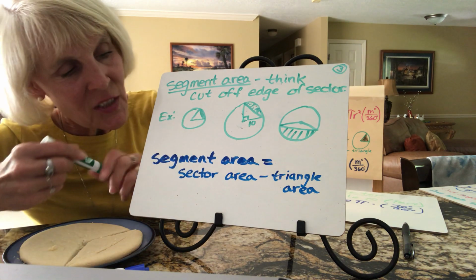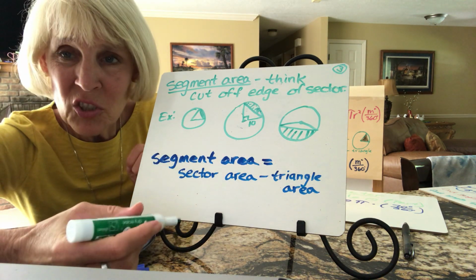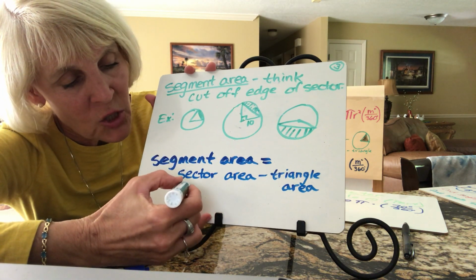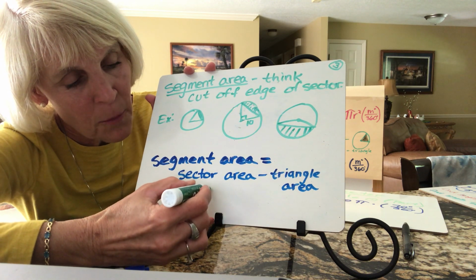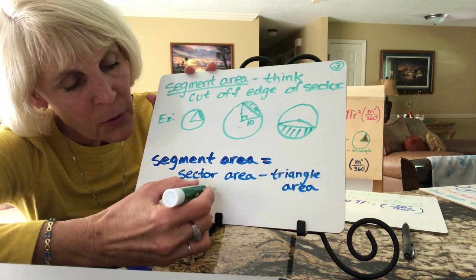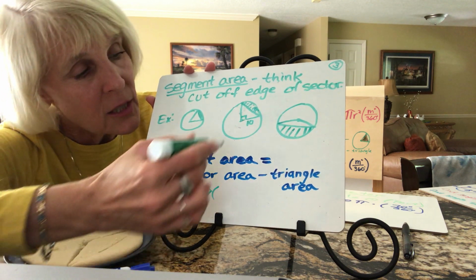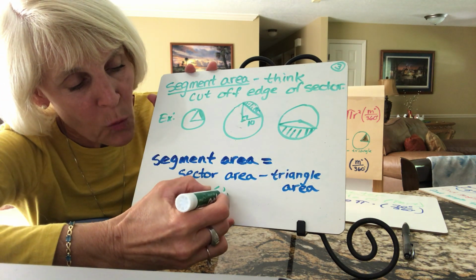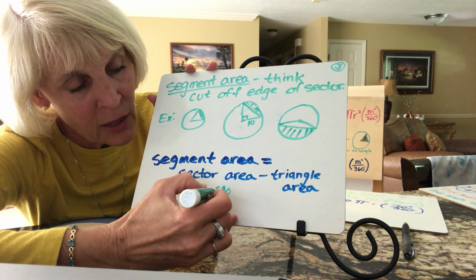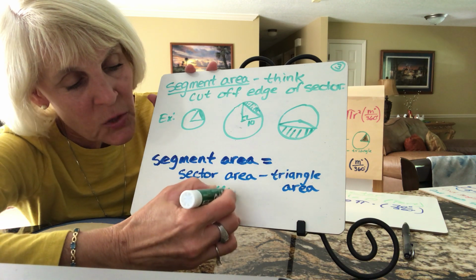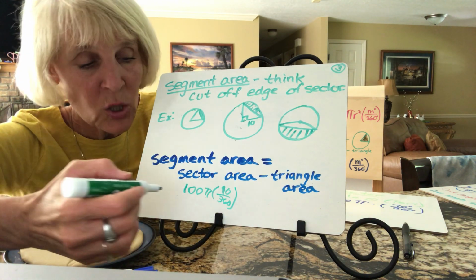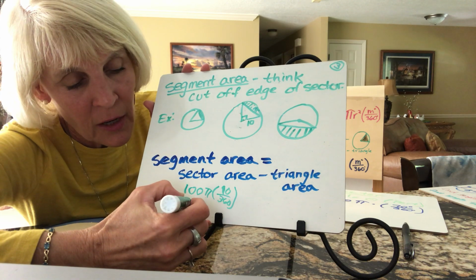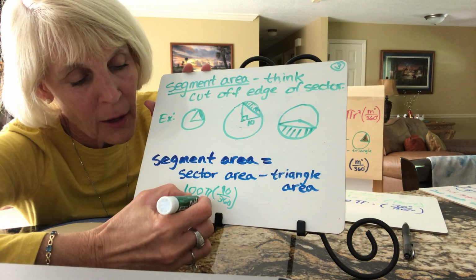So if I were looking at the sector area for this, I would just say, okay, the sector area we just did was 100 pi. Remember, that was our whole area times a fourth, or 90 degrees out of 360 degrees. So that's the one we just did. That was a fourth of the circle. So my sector area was 25 pi.